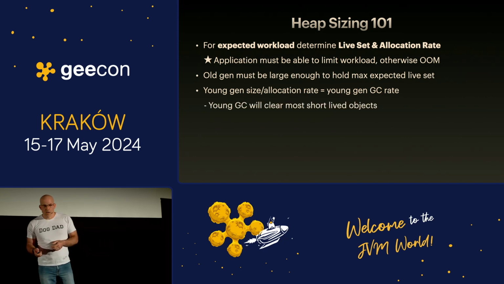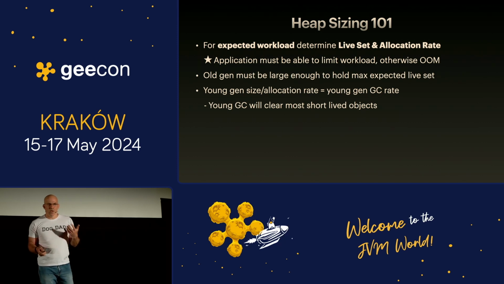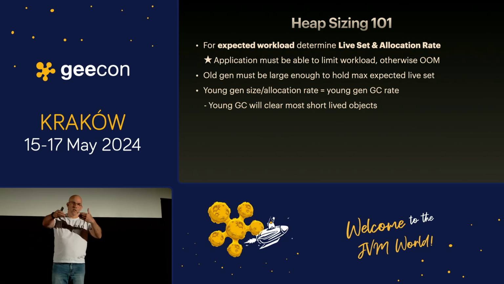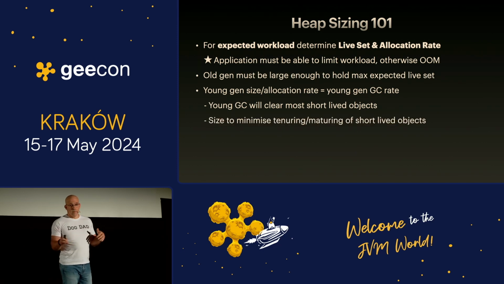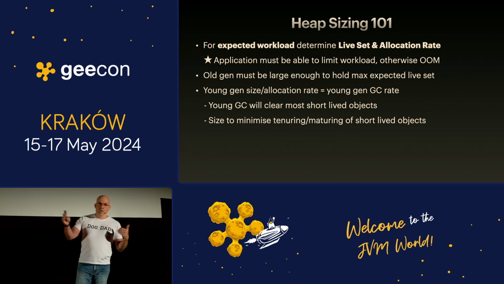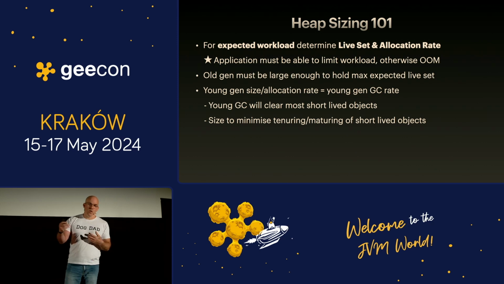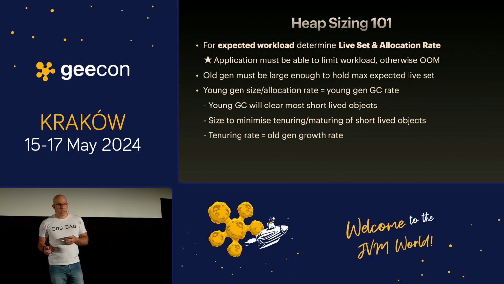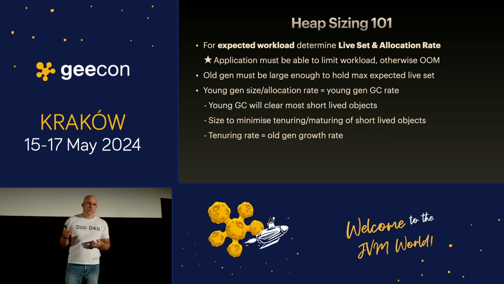And the young GC will clear most of the short-lived objects, but not all of them, because they're going to straddle the boundary. There's going to be some request that is ongoing during your GC cycle, so it'll stay alive. And that's why we have tenuring. Okay? You need to size your young gen to minimize the tenuring, so that not so many objects make it into old gen, and so you have to do fewer old GCs. Okay? So the more you tenure, the faster your old GC rate will go.